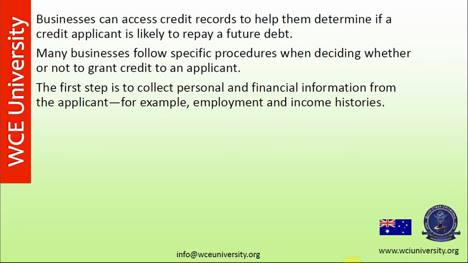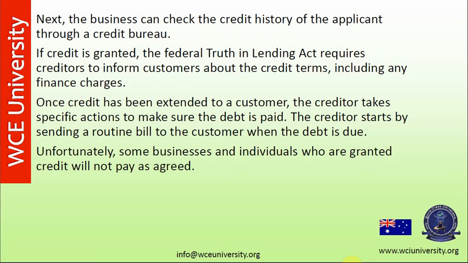The first step is to collect personal and financial information from the applicant, for example, employment and income histories. Next, the business can check the credit history of the applicant through a credit bureau. If credit is granted, the Federal Truth in Lending Act requires creditors to inform customers about the credit terms, including any finance charges.